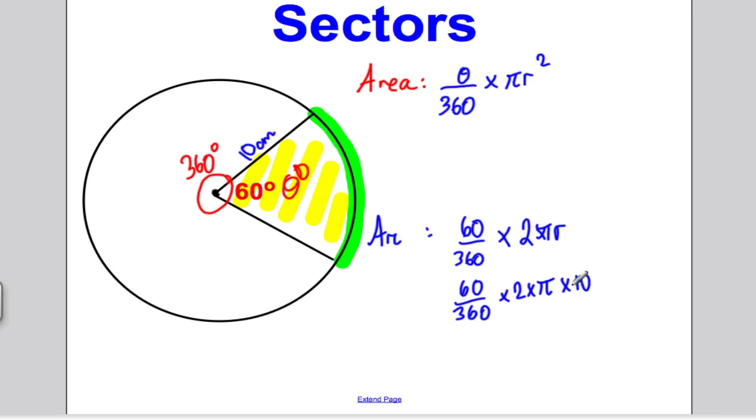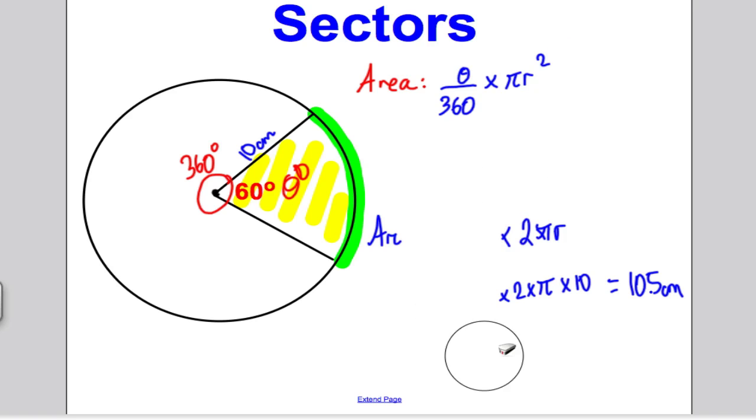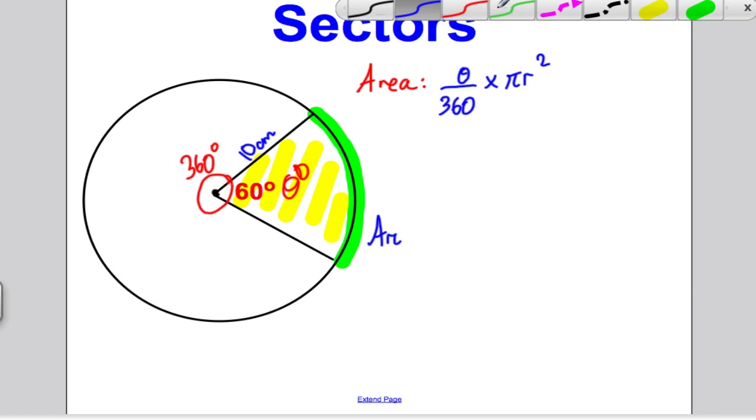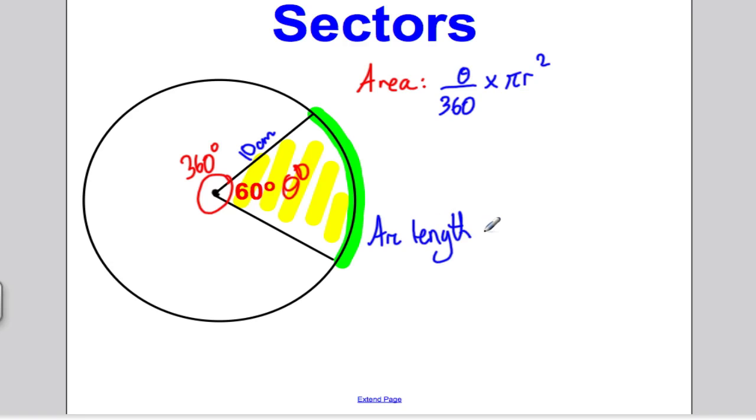And rounding to 1 dp here, I would get 10.5 centimeters because it's a distance. Okay, so in general, I'm going to rub that out now. In general, what's the formula for the arc length? Well, it's very like the area. It's the fraction of the circle we have, theta over 360, multiplied by 2 pi r, which would have been a whole circle. It's as simple as that, and that is your arc length.